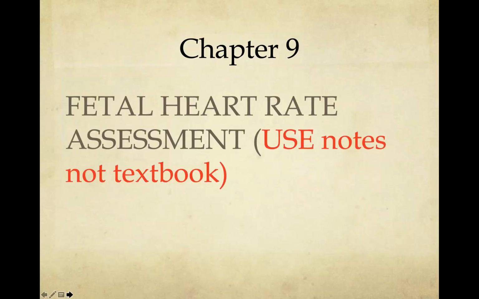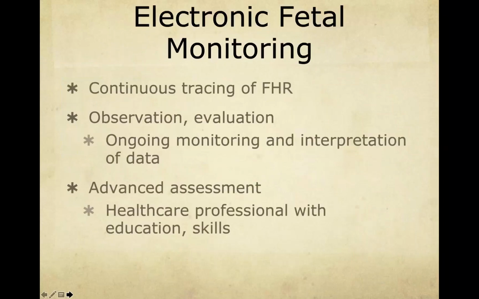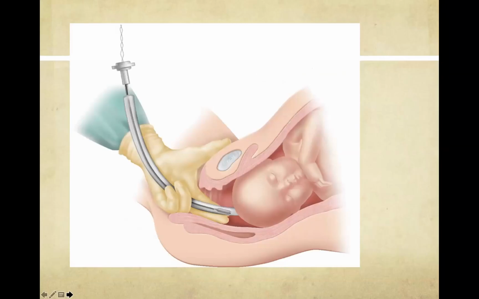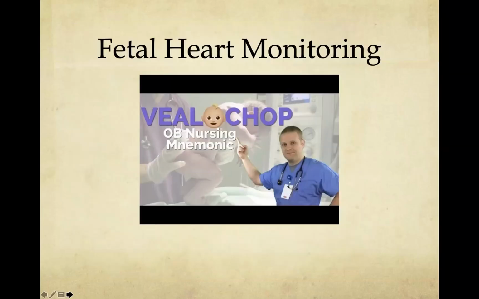All right, the next one is fetal heart rate assessment. Please use my notes and not the textbook for this one. Everything else, I always want you to go back to the textbook and read about, but for this one, what I want you to know is here. I basically want you to know early decelerations, late decelerations, and variable. That tells you about the electronic fetal monitoring. I would revisit VealChop. They do an excellent job of how to analyze the fetal heart rate tracings.